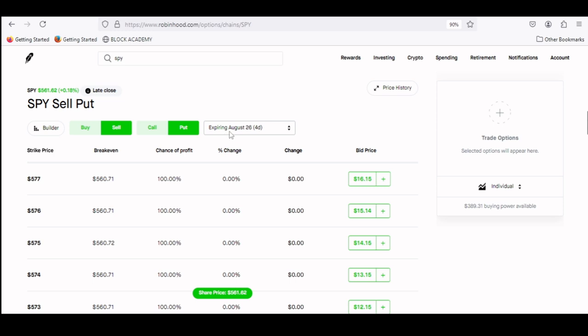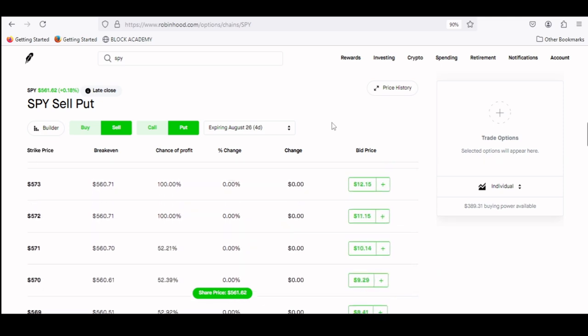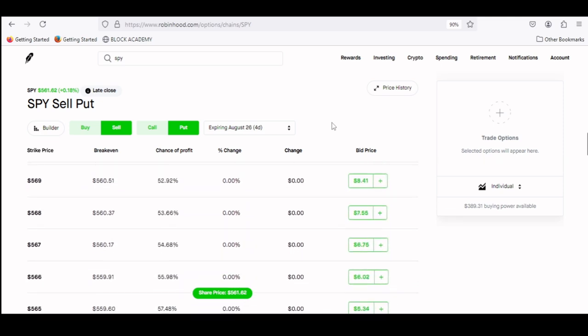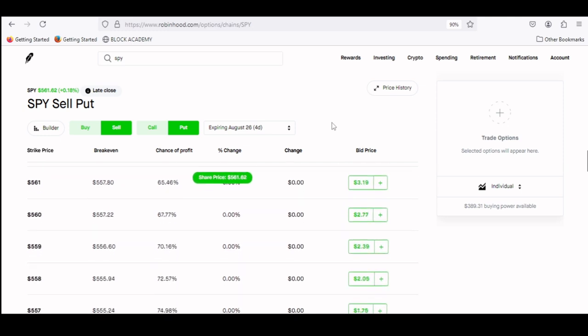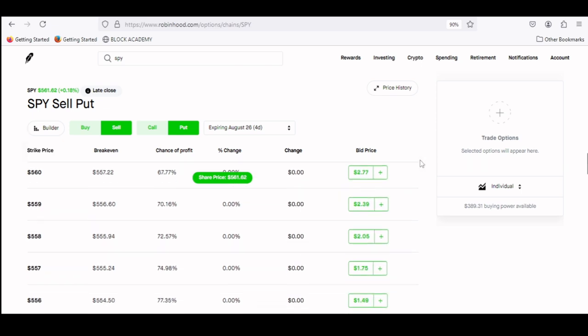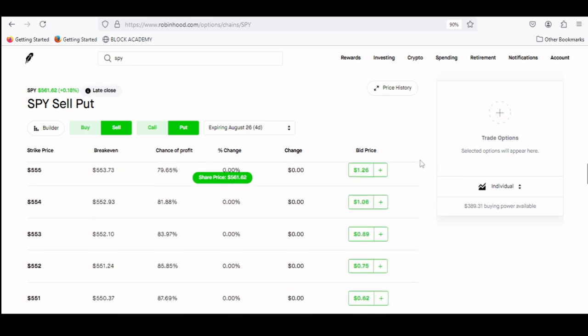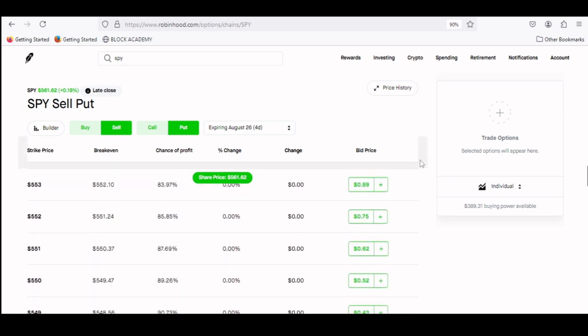Okay, so here we are, and now that we're set with our sell and our put, and we have chosen our preferred strike date, now we're going to choose our strike price. In order to maximize this option strategy, it is highly advisable that you choose your strike price below the current share price. As you can see here, the current share price is trading at $561. So I'm going to choose a strike price below the current share price, and for that, let's go with the 552 strike price.